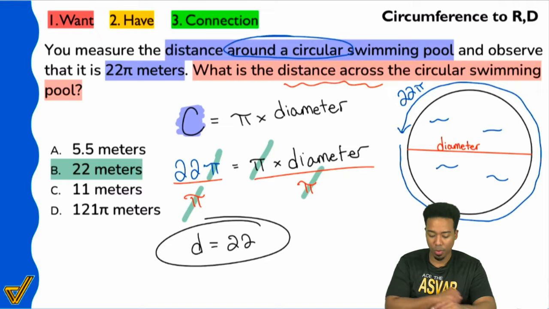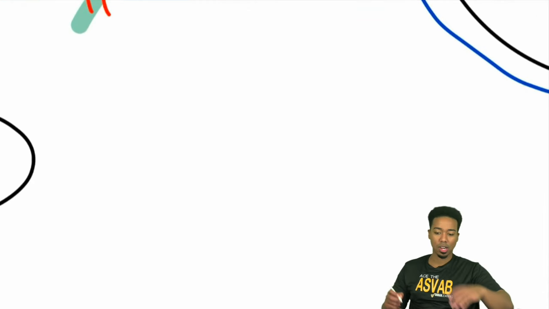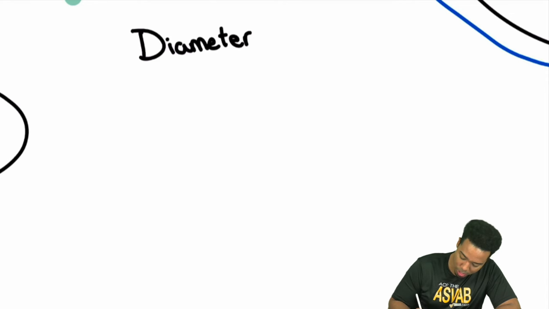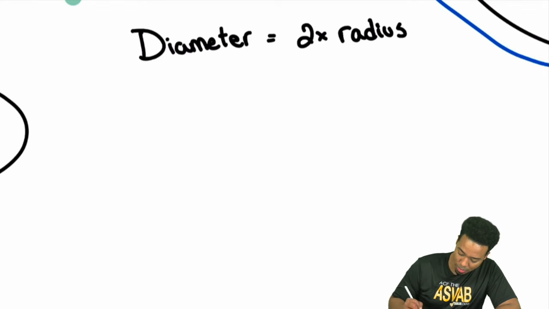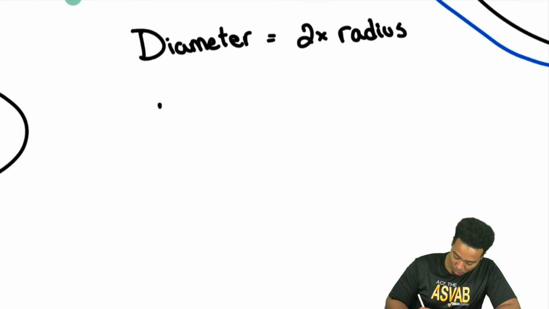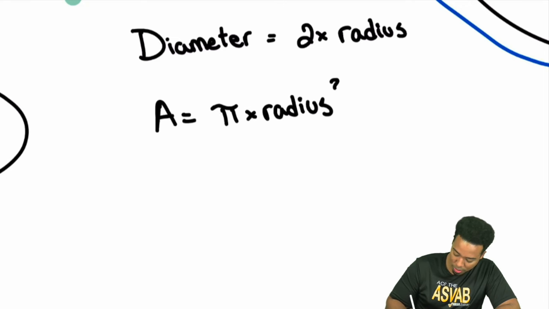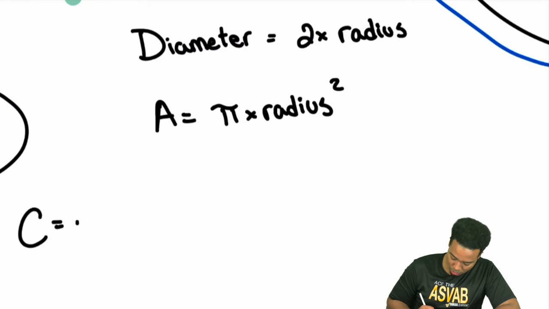Right on. So before we continue, I'm going to rewrite the formulas because I see a couple of people here that came in a little late, and that's okay. So diameter: the diameter is double your radius. Then number 2 and number 3, we have our area formula, which is pi multiplied by our radius squared. And then we have the circumference, which equals pi times the diameter.